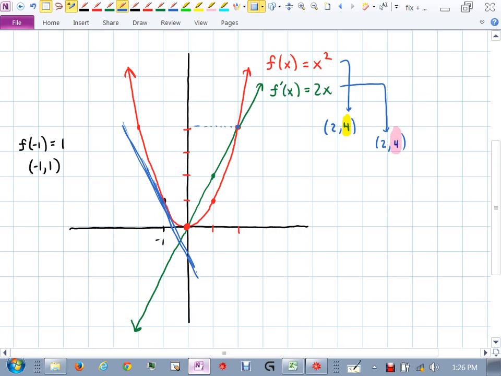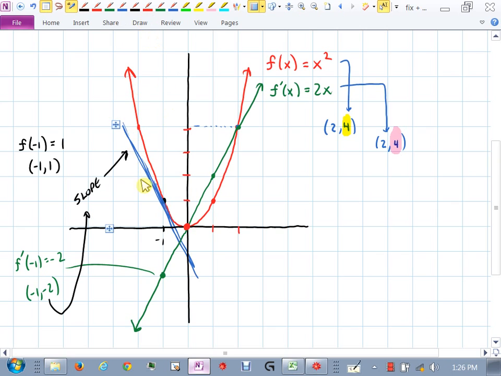What's its slope? Negative 2. Why? Because if you go to the derivative, go to the green one, what's its value at negative 1? It's negative 2. So the point down here, f prime of negative 1 equals negative 2, is the point negative 1, negative 2. This right here is the slope of that blue line. Do y'all see the connection?